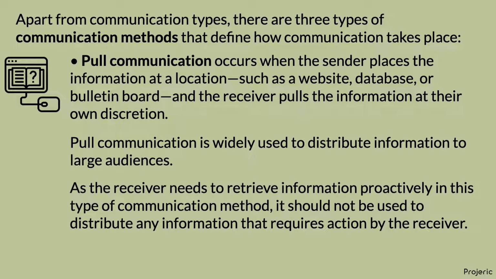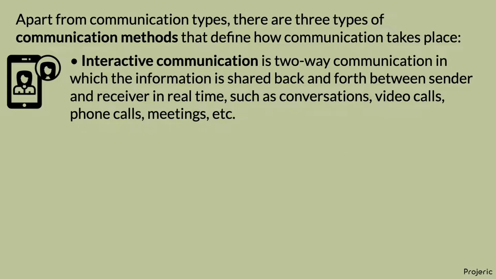As the receiver needs to retrieve information proactively in this type of communication method, it should not be used to distribute any information that requires action by the receiver. With this type of communication method, the sender cannot confirm that the recipient has received and understood the message. And the third type of communication method is the interactive communication.